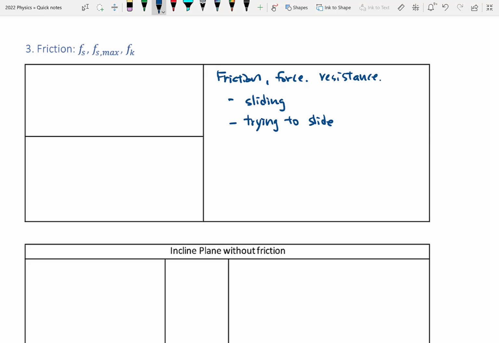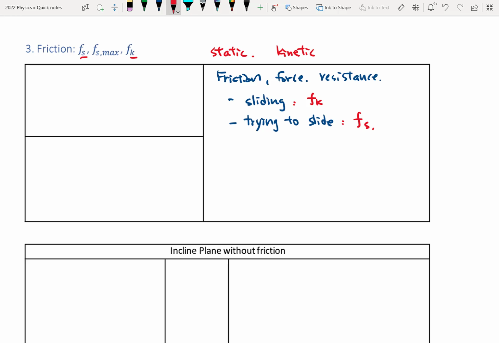We use S for static and K for kinetic, which is moving. So when the objects are moving, the friction between them we call Fk. And when they are trying to slide, so they are not moving yet, we call it Fs, static.